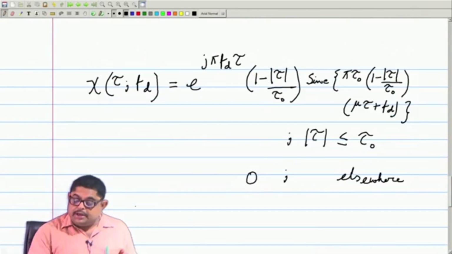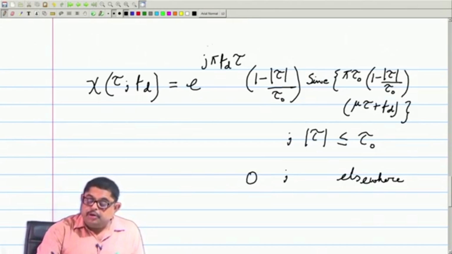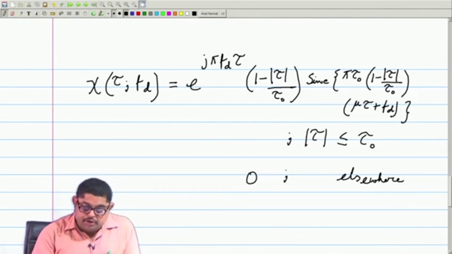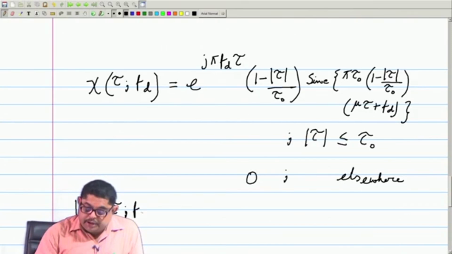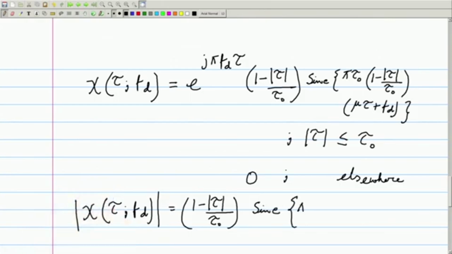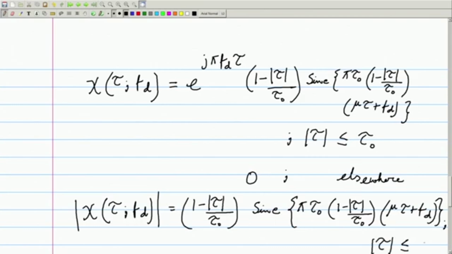So, this is the ambiguity function, and generally we take its magnitude, at which time only this term will go. So, the magnitude of the ambiguity function, which is generally what is called the ambiguity function, is given by 1 minus modulus of tau by tau naught, times sinc of pi tau naught, 1 minus modulus of tau by tau naught, times mu tau plus f d. So, this is for up chirp.